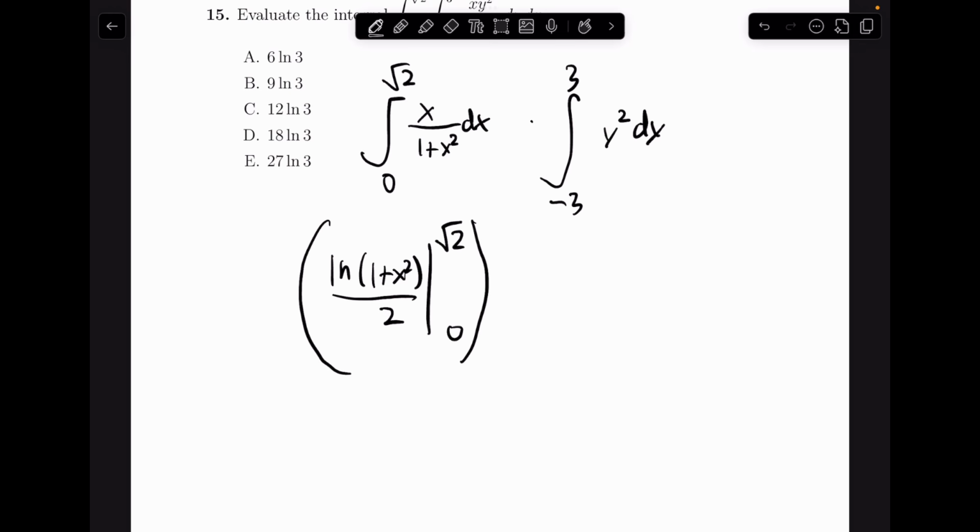Okay. And don't forget, we're multiplying these two integrals. Second integral, maybe not too bad. y cubed over 3 from 3 to negative 3.